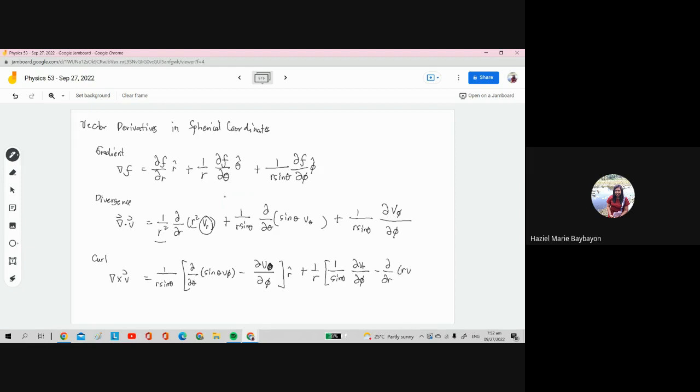You have r v phi. So this is your polar component. And then the last term is, you have this one, 1 over r multiplied by the partial derivative with respect to r of r v theta minus the partial derivative of v sub r with respect to theta.